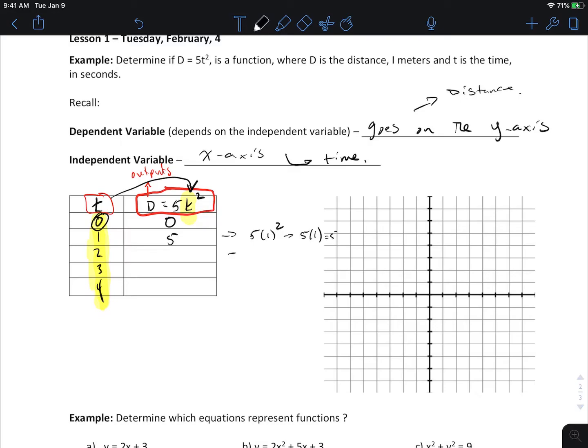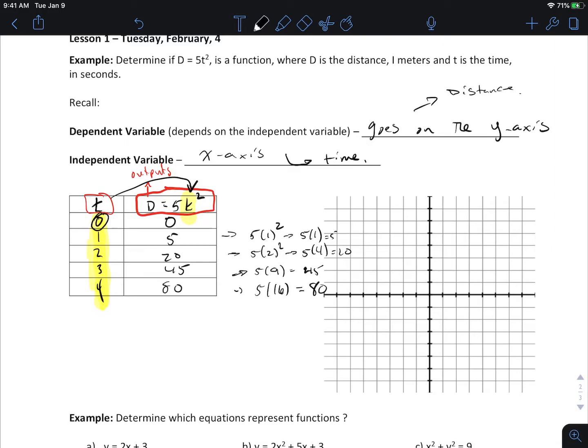So then the next one's going to be 5 times 2 squared. So it's 5 times 20. Sorry, getting ahead of myself. 5 times 4, so it's 20. And 5 times 3 squared, 5 times 9, will be the next one, which is 45. And then the last one will be 5 times 16, which will be equal to 80.